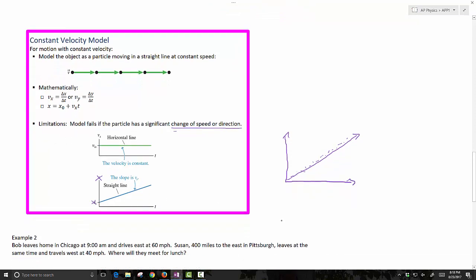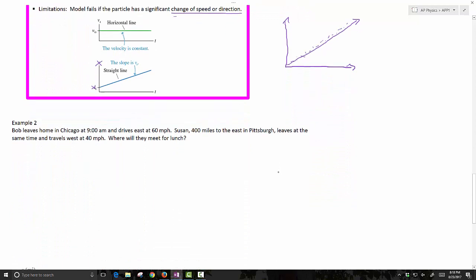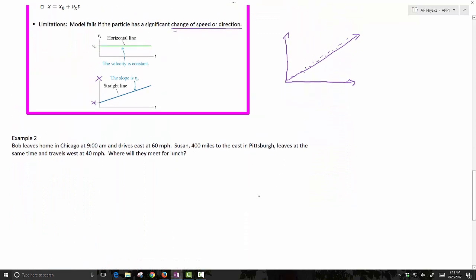All right, let's look at an example. It's one of those that we used to make jokes about, these types of problems. Bob leaves Chicago at 9 a.m. and drives east at 60 miles per hour. Susan, 400 miles away, leaves at the same time and travels west at 40 miles an hour. Where will they meet so they can have lunch? It's such a contrived situation. Somebody lives 400 miles away, you're going to call and meet for lunch? Yeah, I don't think so.